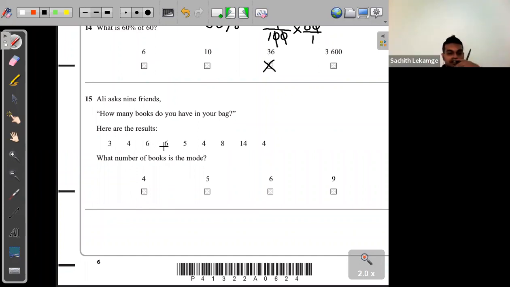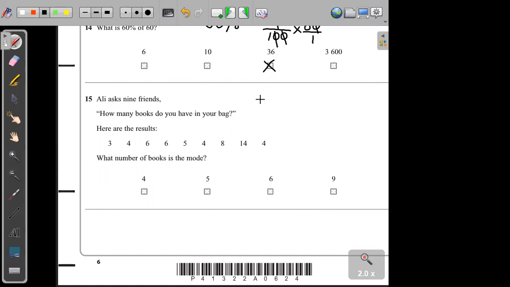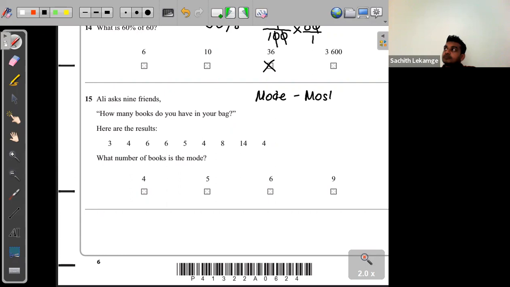Kevin, do you have any idea? Four is the mode. Mode means, okay, most repeated value. Oh, most frequent, most occurring value. How many fours are there? 3. But 6 or so, there are 2. Therefore, the mode is 4. Then you mark someone else's.